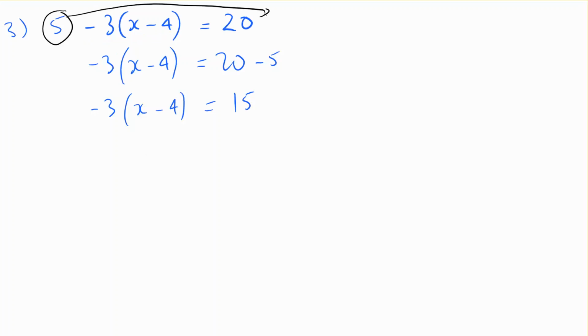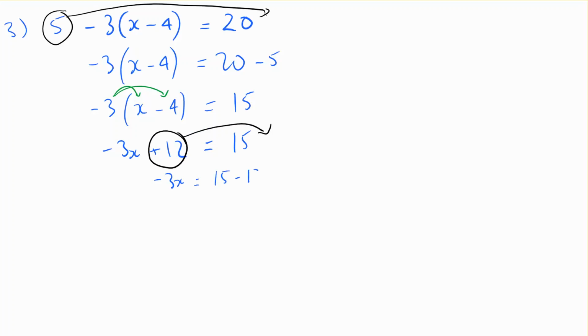So let's keep going. Now I'm going to expand. Minus 3 times x is minus 3x. And minus 3 times minus 4, two negatives together become plus 12. So just because there's a negative here doesn't mean this is going to be negative. You have to say to yourself, what is negative 3 times negative 4? It's positive 12. This equals 15. Opposite of plus 12 is minus 12. So minus 3x equals 3.